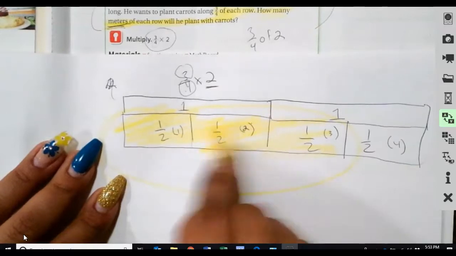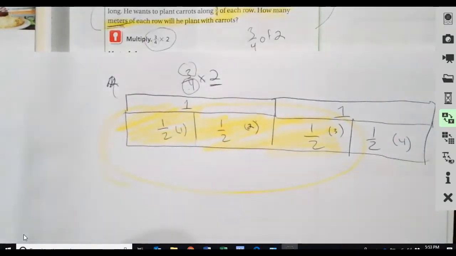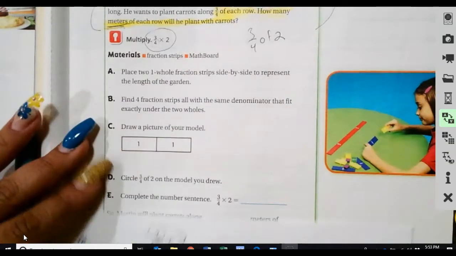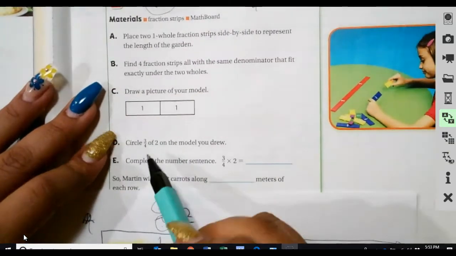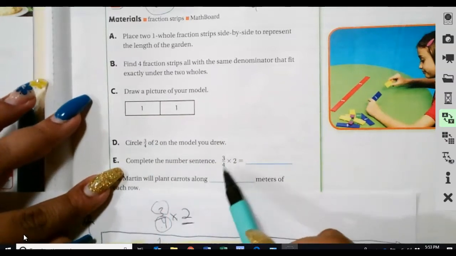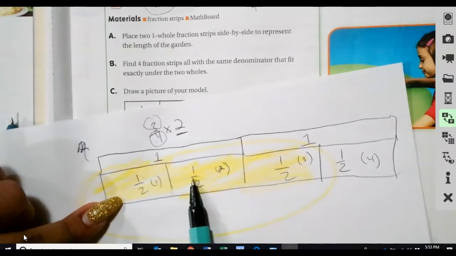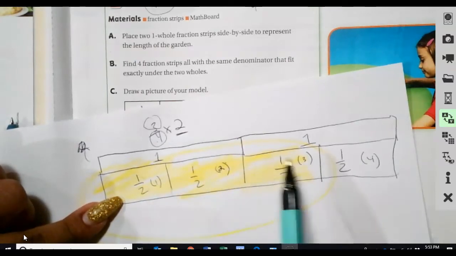That's 3 parts of the whole 4. Okay, so now I'm going to complete this sentence here. I circled 3/4 of 2 on the model. Complete the number sentence. So that means that 3/4 times 2 is equal to, well, let's see how much we have. We have 1/2, 2/2. That's 1 whole, right? And 1/2.